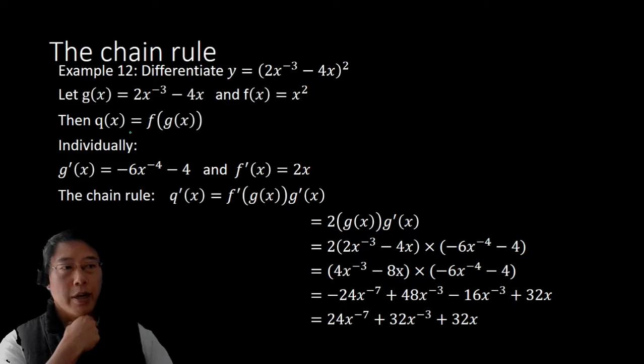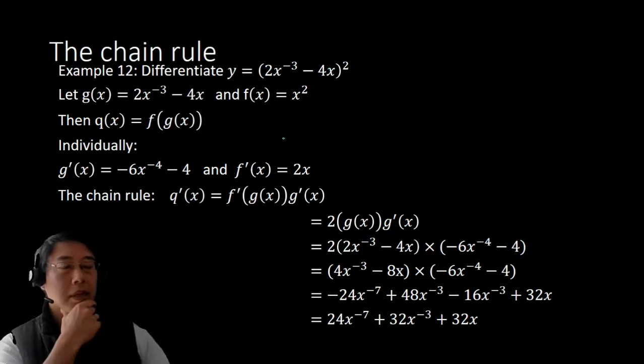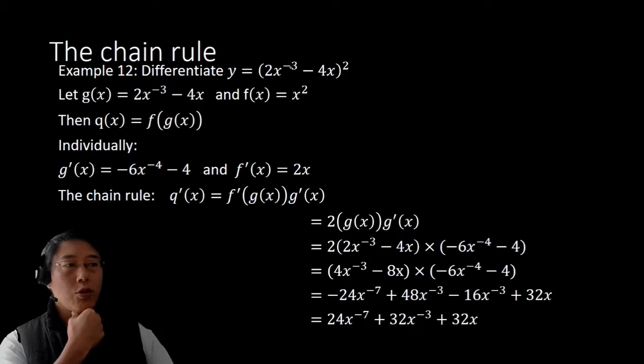So let's look at this example. I want to differentiate y equals the bracket squared of 2x to the power of negative 3 minus 4x. Let me see which notation they're using. That's fine. So the first function inside the bracket is your g of x, so that's the expression 2x to the power of negative 3 minus 4x, and the second function f is going to be a square.